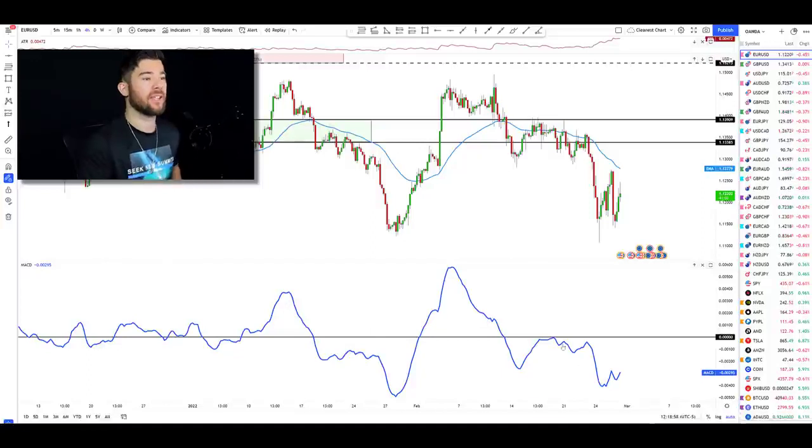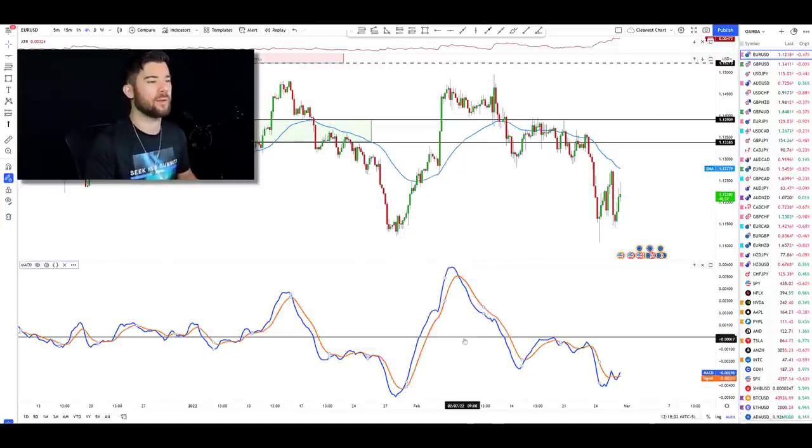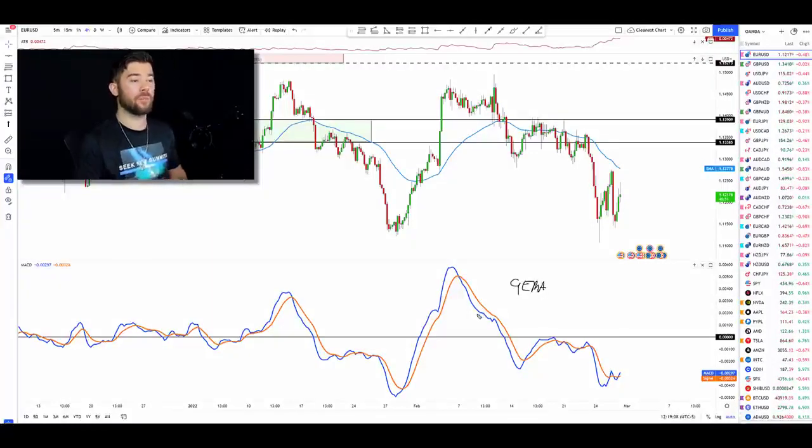The next line that we have on the MACD is the signal line. The signal line is very simple. It is nothing more than a 9 EMA of the blue line, or our MACD line. So it's just meant to smooth out the MACD line by being a fast moving average that's based on the MACD line. And as you can tell, that's exactly what it does. It's just a much smoother line than our blue line.